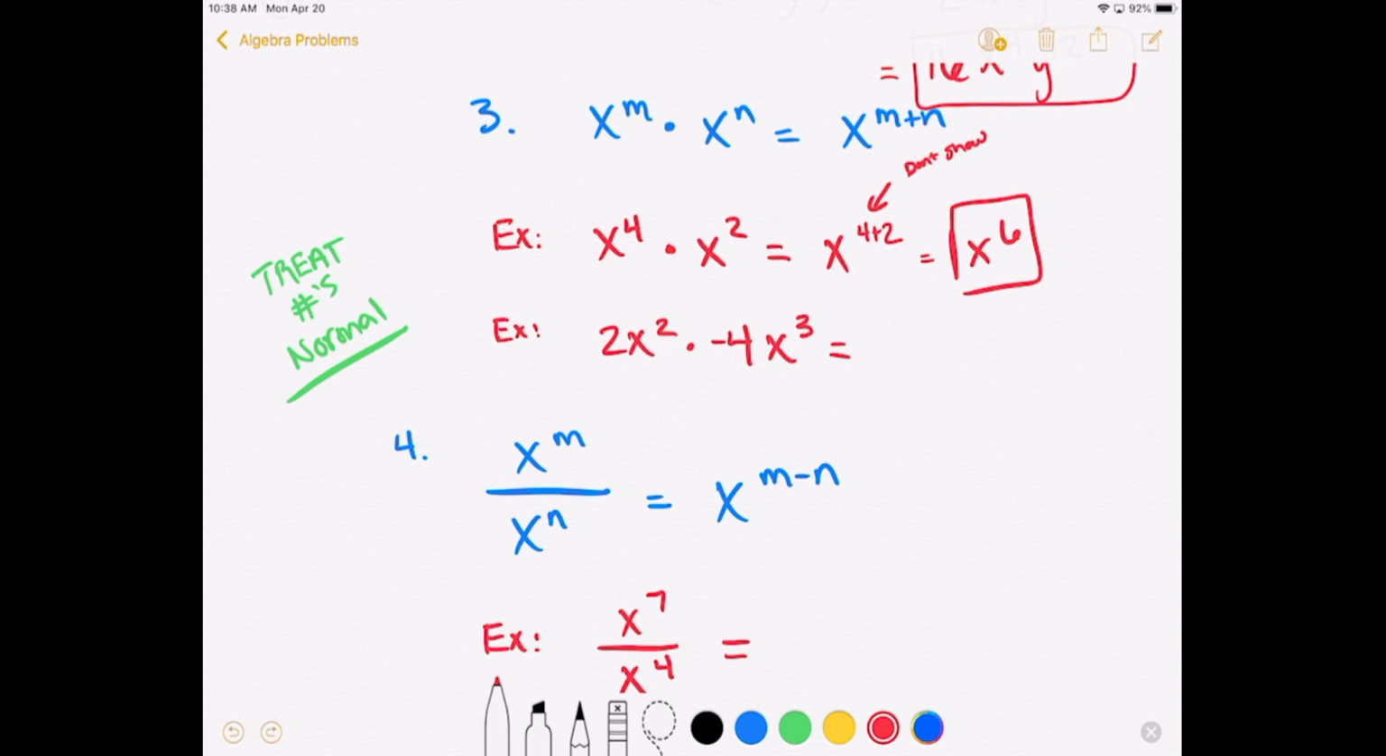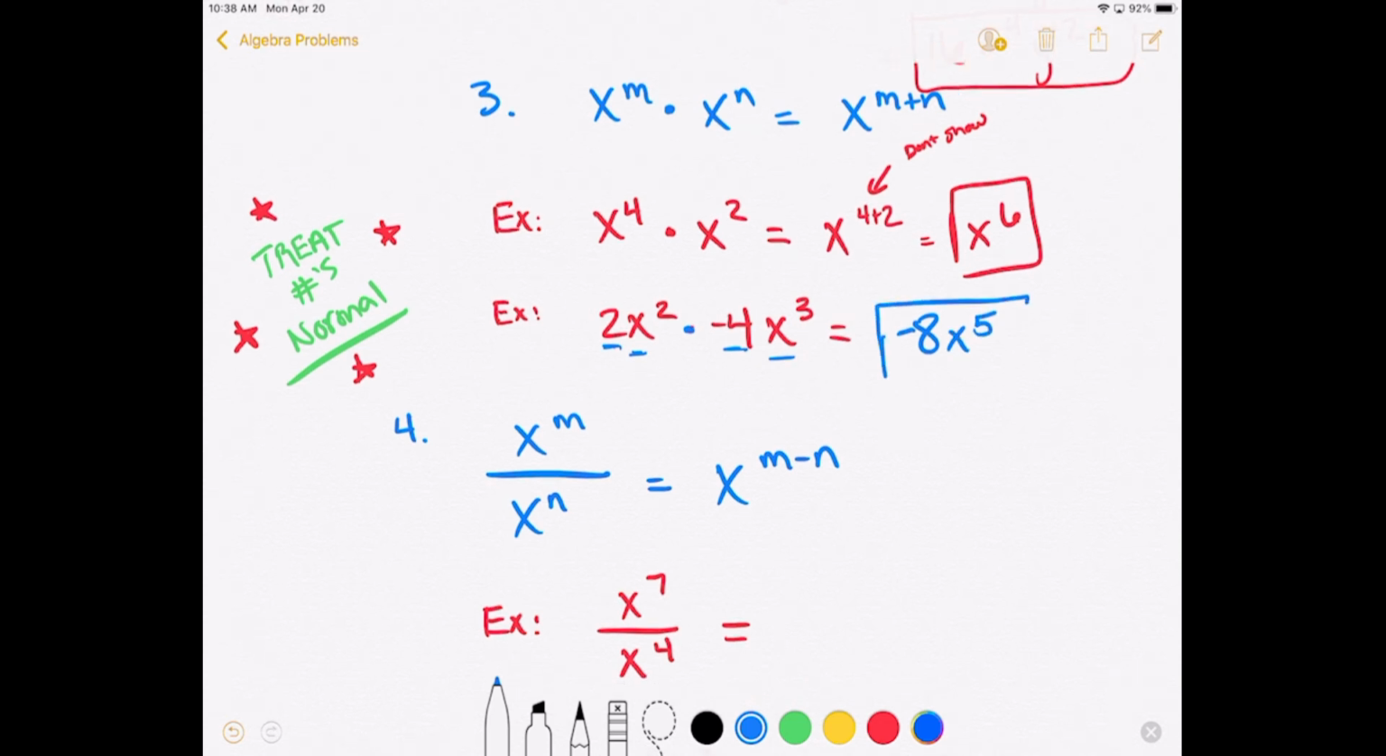And then over here I have a little thing called treat numbers normal. If it's just a number, like on the second example, I have this 2 and this -4 with multiplication in the middle. Well, 2 times -4 is -8. Don't do anything different there. Now, when I multiply this x squared times this x cubed, I am going to add their powers. So 2 plus 3 is 5. So treat numbers normal: if you're multiplying, multiply numbers. But if we're talking about the exponents, then you need to add them. Add exponents when you multiply.